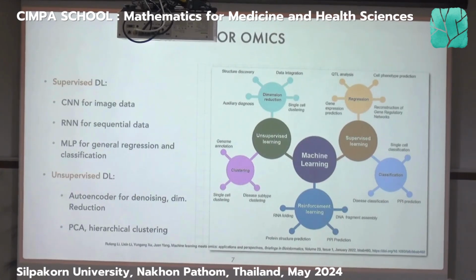Machine learning for omics, in fact, all the stuff that I've shown you very, very quickly can be used for omics. Unsupervised learning, supervised learning, reinforcement learning; in supervised, regression and classification. Here I have an example, disease classification, and then single cell classification, gene expression, cell phenotype. But this is just to show you to what extent machine learning in all its different variants has been used and is being used for analyzing omics data.